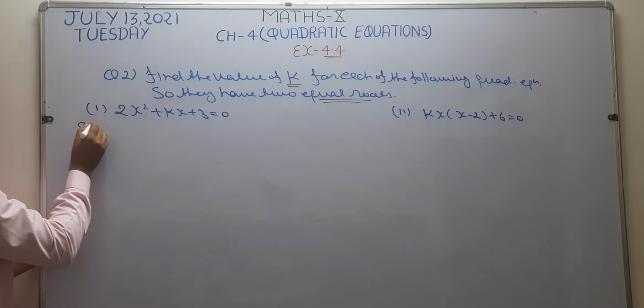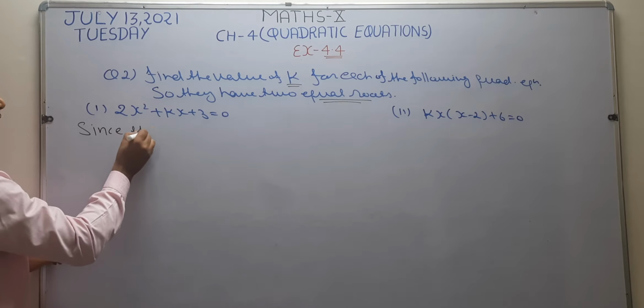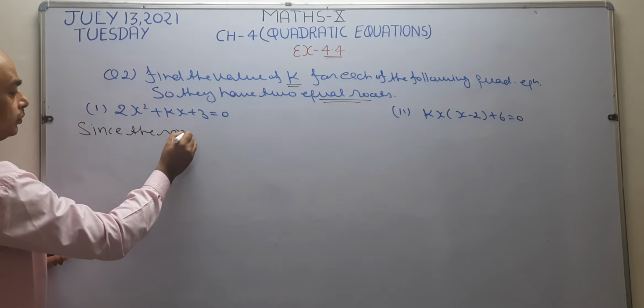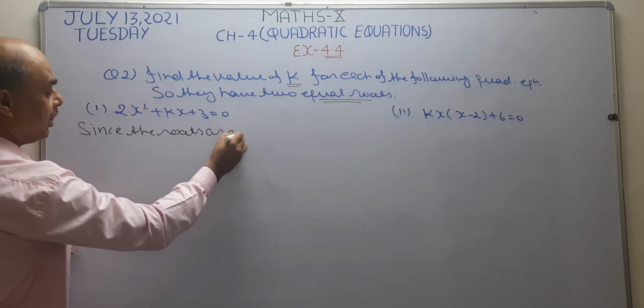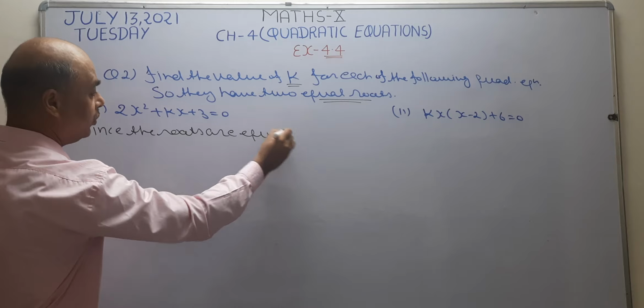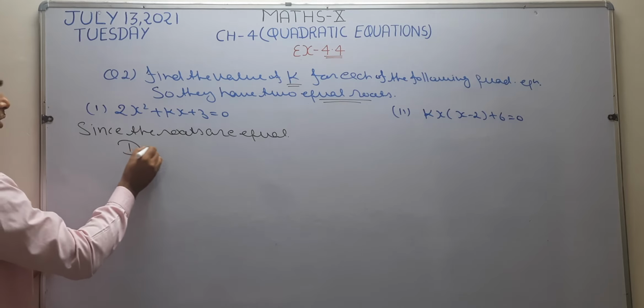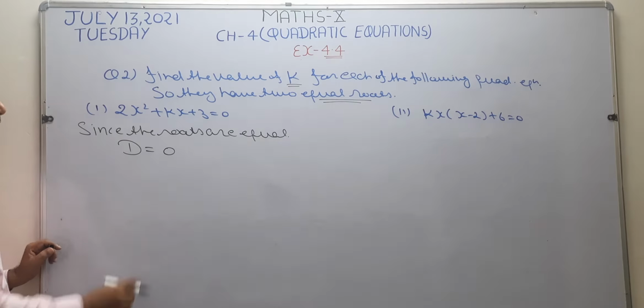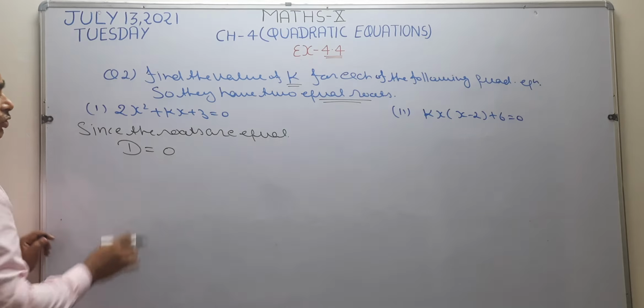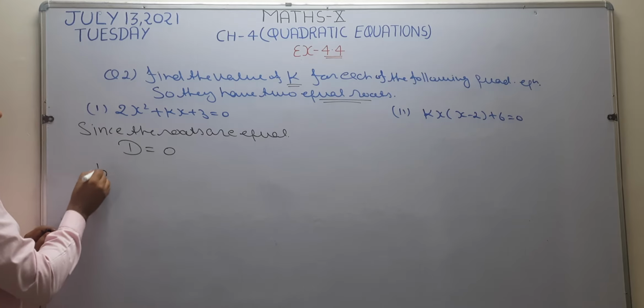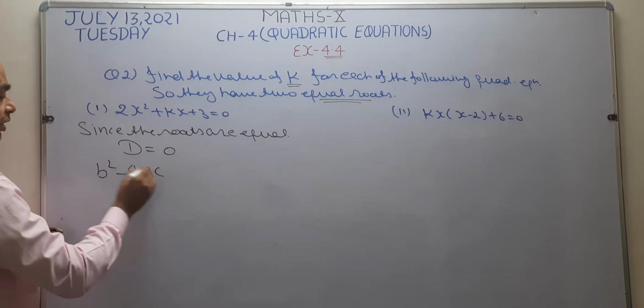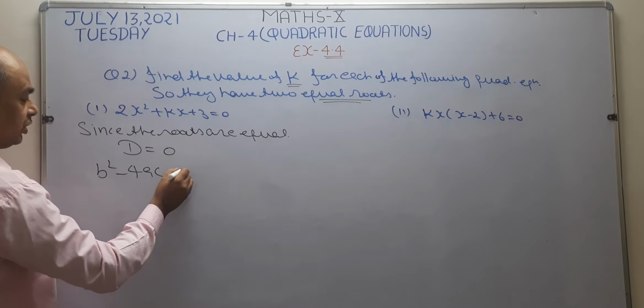Since the roots are equal, for equal roots there is the condition D equal to 0. Okay, this is the definition of equal roots, D equal to 0. What is D? D means b square minus 4ac. To find the value of D, the formula is b square minus 4ac equal to 0.